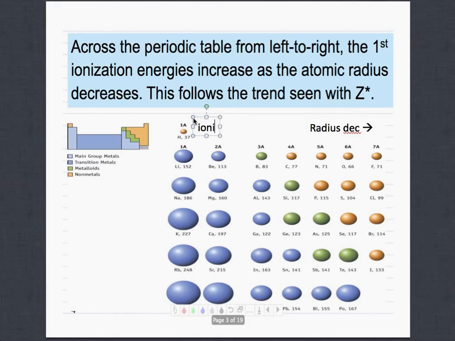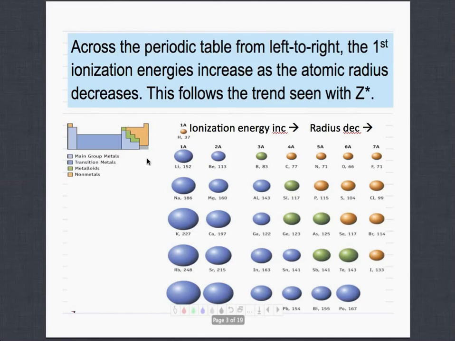So ionization energy increases this way. Why? Because the radius is smaller, the electrons are closer to the nucleus, therefore it's harder to remove the electron. So in other words, the trend of the ionization energy is exactly the opposite of that of the radius. The bigger the radius, the lower the ionization energy, the easier it is to take an electron from the atom.